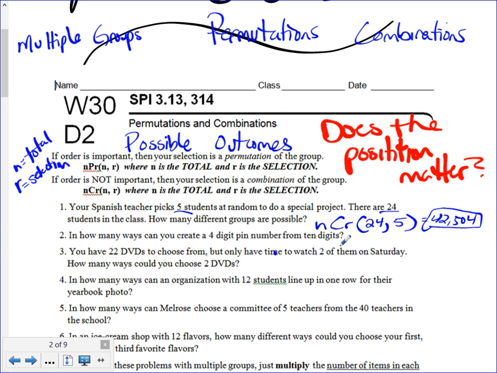In this case, does position matter? Yes. So you're going to say nPr. Notice how easy that is. Position means permutation. If position matters, then it's a permutation. nPr, parentheses. Can you figure out what to put in? 10 comma 4. Here's a clue. The big number always comes first.